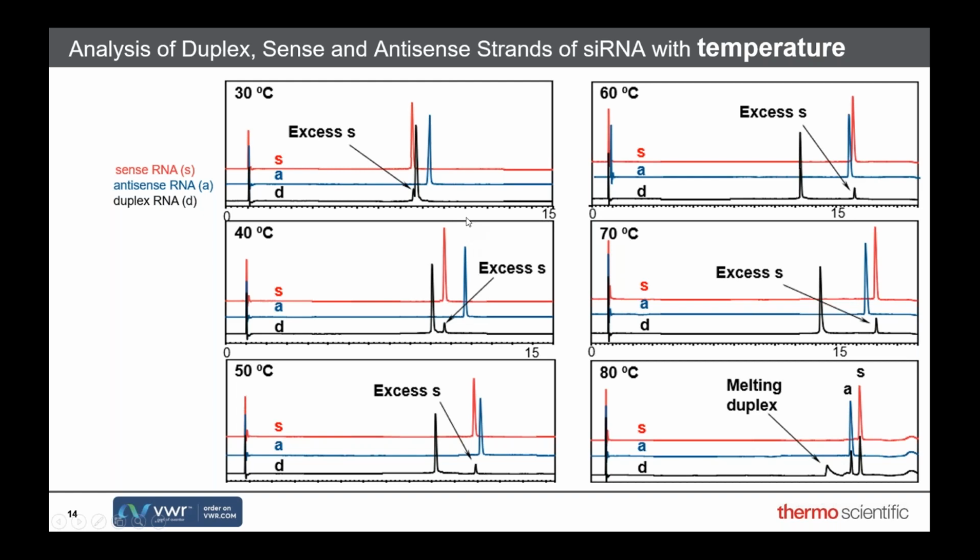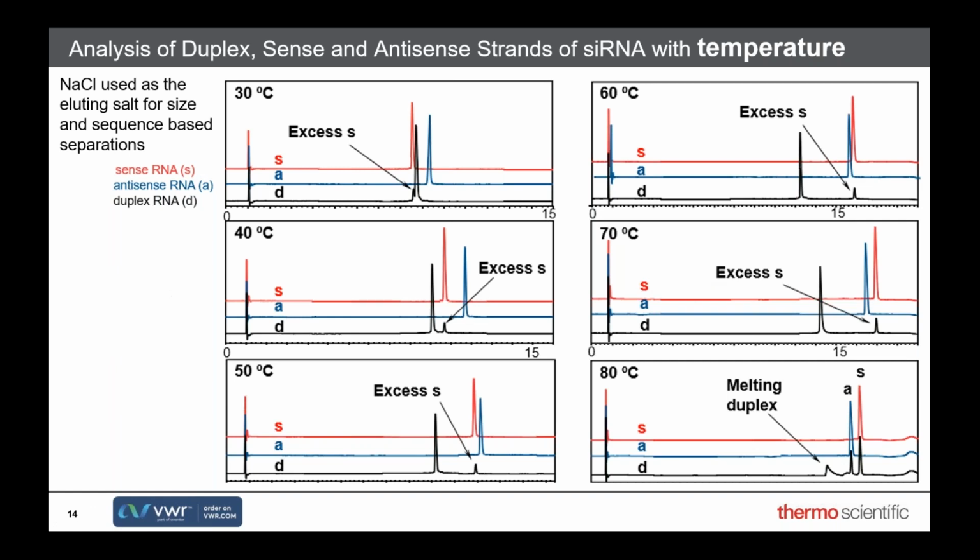So here we see at 30 degrees C, the separation's not brilliant, but as soon as you get to about 40 degrees C and onwards, the separation gets much better. You can look through 40, 50, 60, 70, but when you get to 80 degrees C, that's too much. At 80 degrees C, you've actually melted the duplex and you're now forming the single-stranded sense and antisense strands. So to do this properly, to see how much excess sense or antisense you've got in the formulation, you'd be running it at about 70 degrees C or a little bit less.